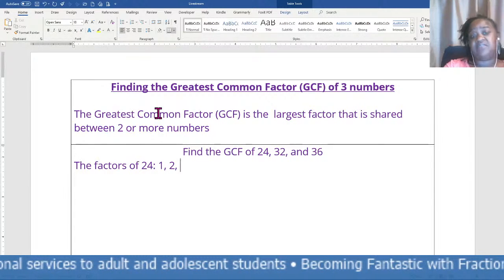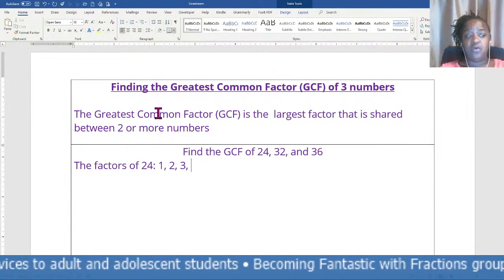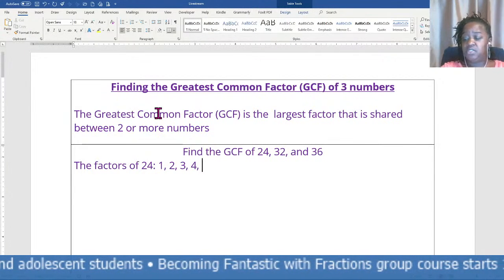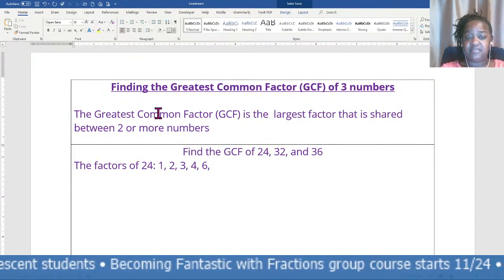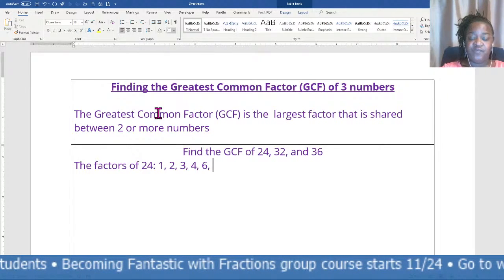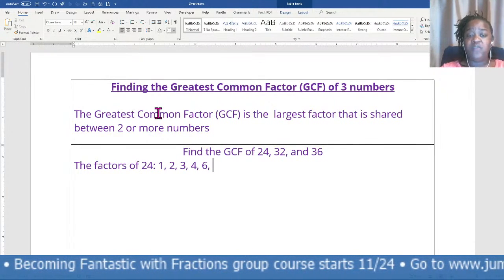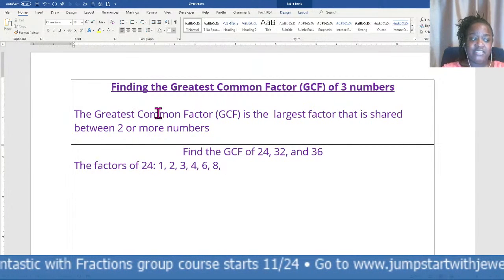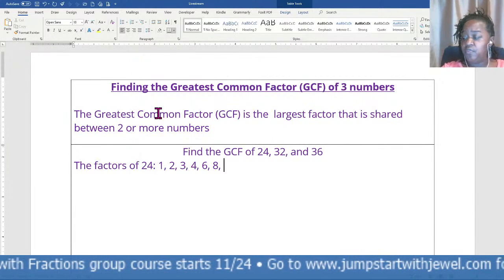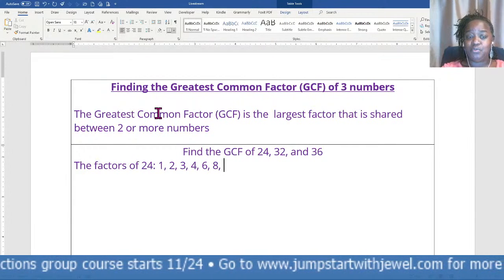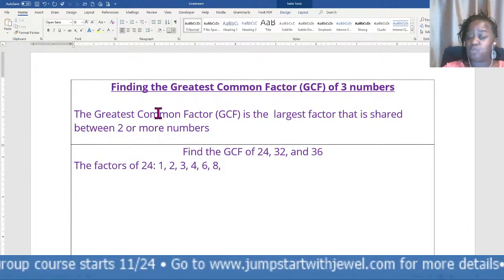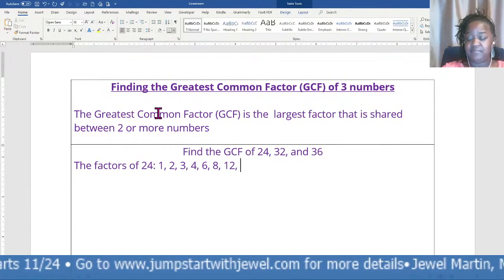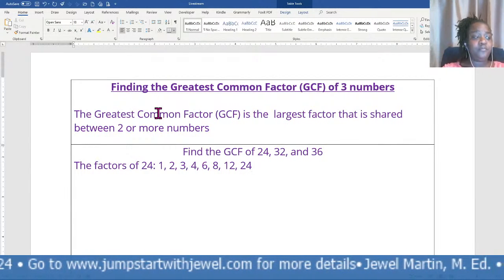If you know your facts, you know that 3 is also a factor of 24, as well as 4. So when you think about your multiplication facts, 6 is also a factor, because 4 times 6 is 24. We've got our 3 there. 3 times 8 is 24, so 8's a factor. Also, when you think of 2 as the even number, 2 times 12 equals 24, and we've got a 1 there. 1 times 24 is a factor of 24.